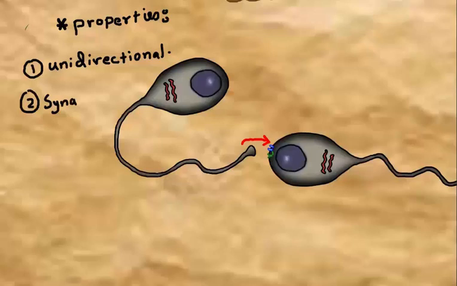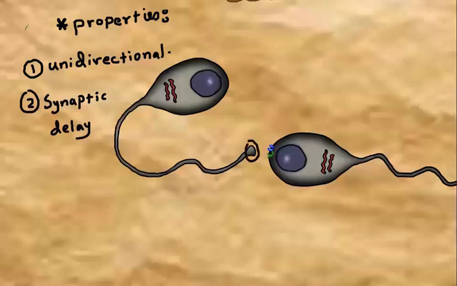Second, the synaptic delay. It is found that when signals come to the synaptic node, there is a delay of about 0.5 milliseconds until the neurotransmitter reaches the receptor of the postsynaptic neuron. And this is helpful for counting how many synapses we have on a specific part of the central nervous system by counting the sum of the synaptic delay.